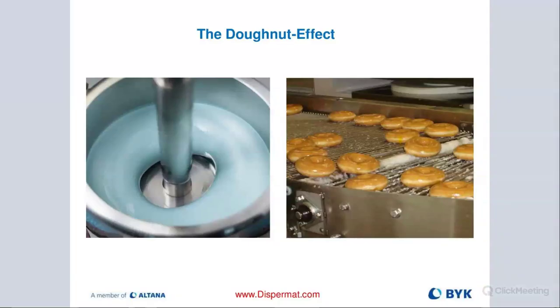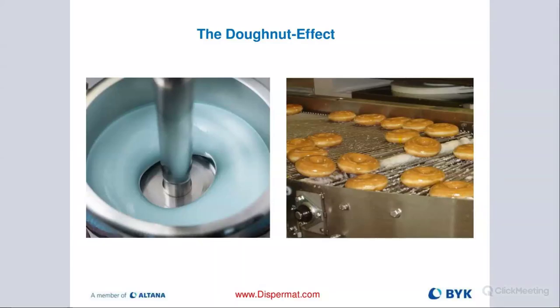Okay, we have another really important cue here. It's the donut effect. It's called that because when you are optimizing your dispersion process and you're in the right viscosity range, then you should be seeing a donut appear inside of the container. And it actually does look like a donut. You can see that right there on this picture.